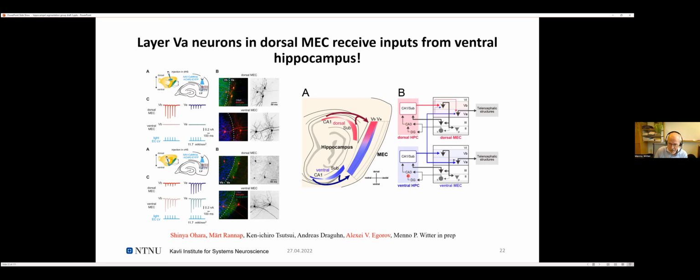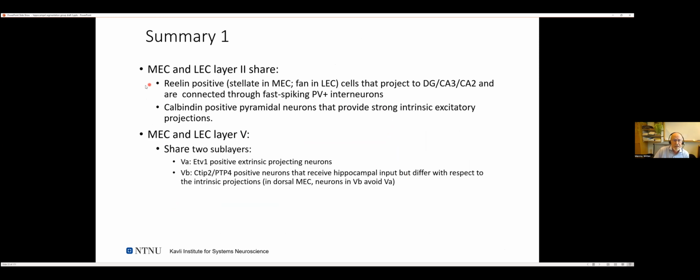So that may have implications, and we're currently starting to do in vivo experiments to see what this means. We don't know yet, but we can postulate and we can discuss it by the end of the talk. So this is a summary. MEC and LEC layer 2 share a number of principles in terms of cells. They have layer 5. They share two sublayers, but there is this difference in dorsal MEC where neurons in 5B avoid 5A.